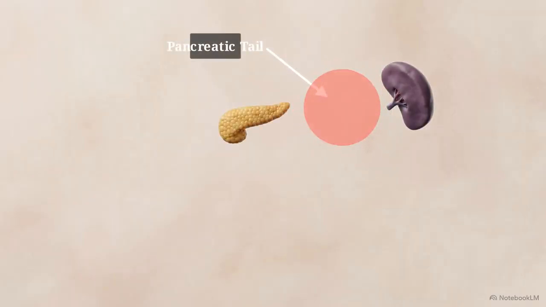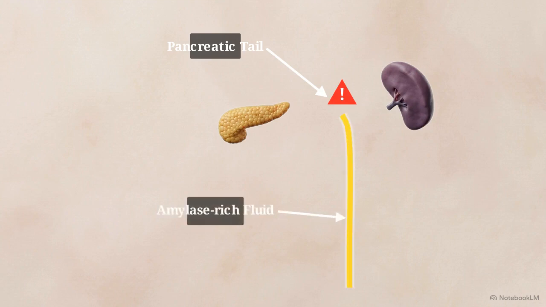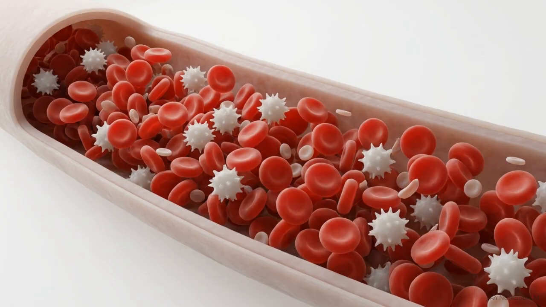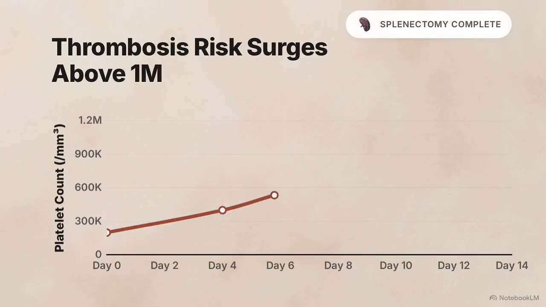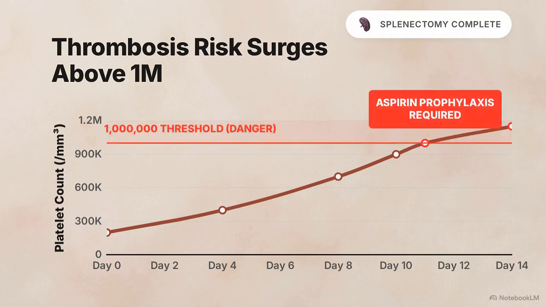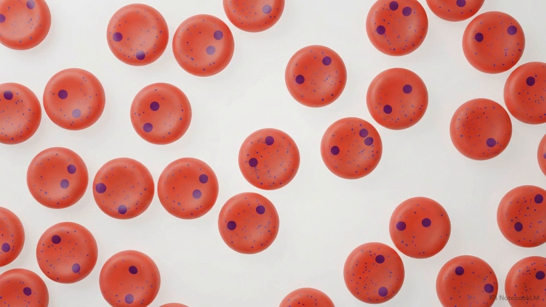Surgeons watch for hemorrhage, inadvertent injury to the tail of the pancreas, and the development of a pancreatic fistula producing amylase-rich drain output. Removing the spleen also alters the blood. For about 2 weeks, patients experience a rise in red blood cells, white blood cells, and platelets. If platelets exceed 10 lakh, the thrombosis risk spikes, requiring aspirin prophylaxis. Long-term peripheral smears will permanently reveal Howell-Jolly bodies and basophilic stippling.